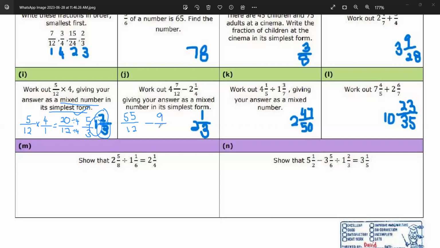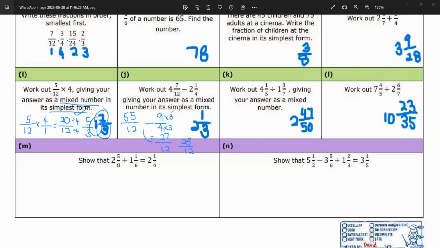Then make the denominator the same. So 4 will times 3, 9 also the same, so 9 times 3 will get 27. And 4 times 3 will get 12. So 55 out of 12 minus 37 out of 12. So the numerator will minus each. So 55 minus 37 will get 28. 28 out of 12.